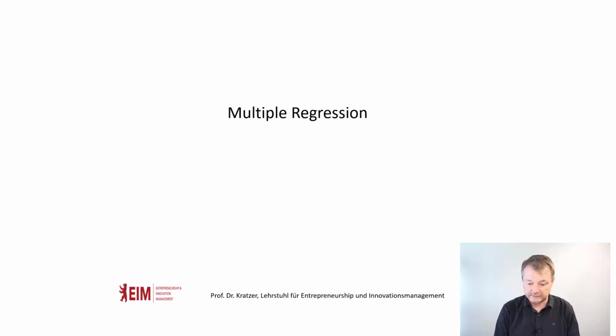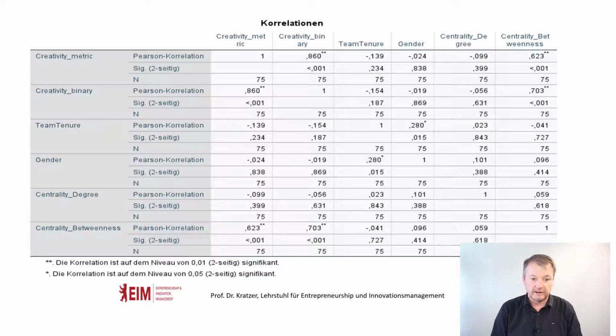Going to a multiple regression. At first, what you do in a multiple regression is look at some correlations, because you may have correlations among the independent variables, that means the variables that explain a dependent variable. As shown, creativity, metric or binary, is our dependent variable. So team tenure, gender, degree centrality, and betweenness centrality explain creativity. And there we have to look for higher correlations.